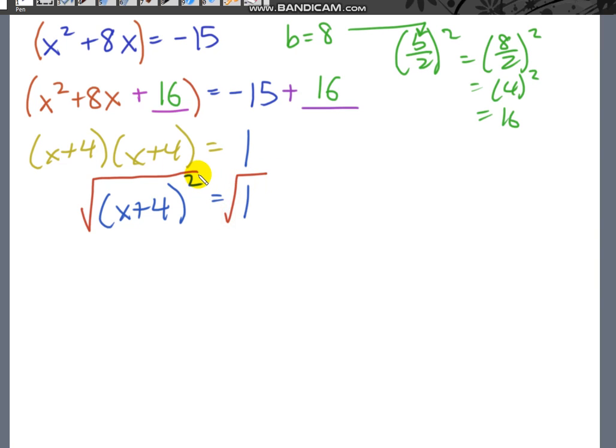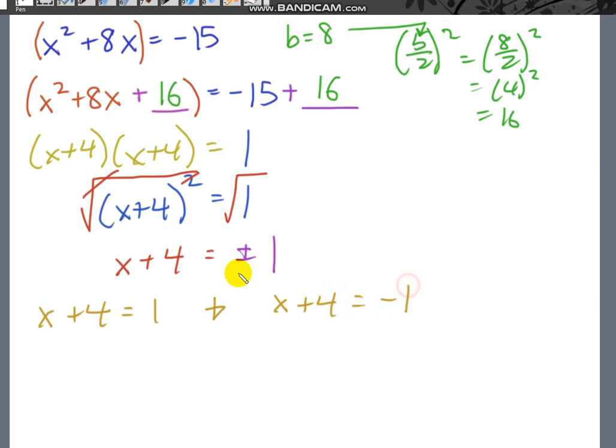So we take the square root of both sides, the square cancels with the square, we get x plus 4 equals plus or minus 1. Okay, so now we can consider two different situations. So we have x plus 4 equals 1, and we also have x plus 4 equals negative 1. Right? So now we can solve for x twice.